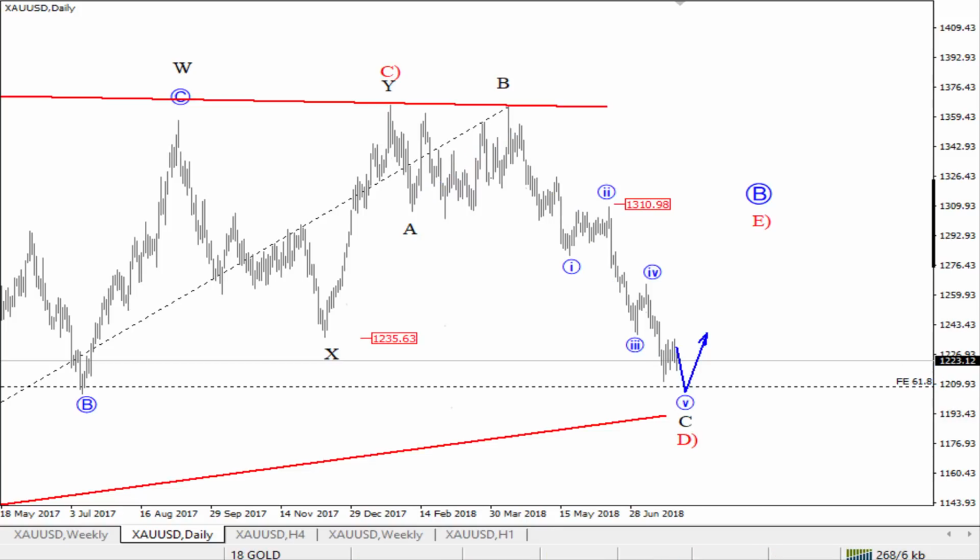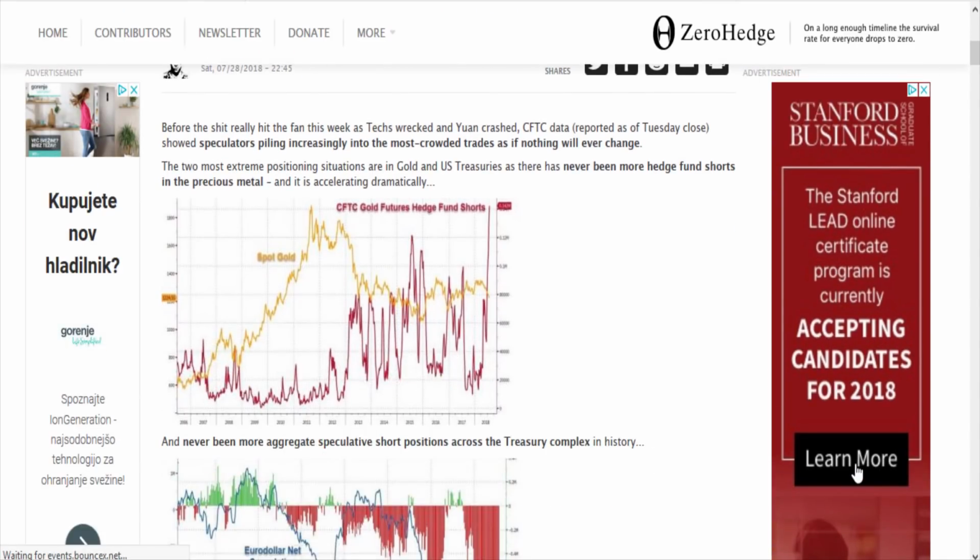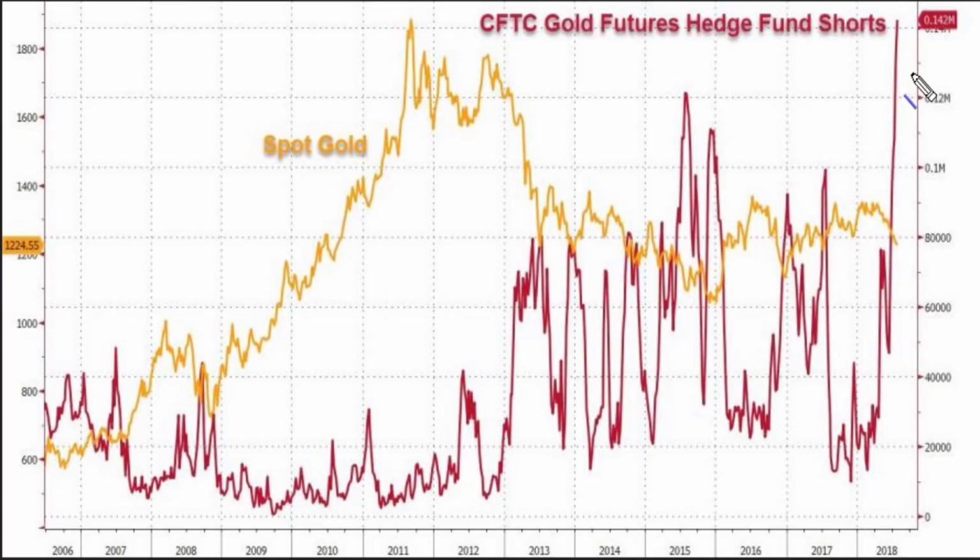What is really interesting is that CFTC data showed that we have gold shorts at extreme levels. This is from Zero Hedge. You can see here that we have a lot of shorts right now on gold. But it's very interesting to see this data now when gold is very low. When you see an increase in shorts, it can actually mean something else. It doesn't necessarily mean that we will see more weakness on gold. It can have a psychological impact, which can actually suggest a bounce on gold. And this has been seen plenty of times in the past.